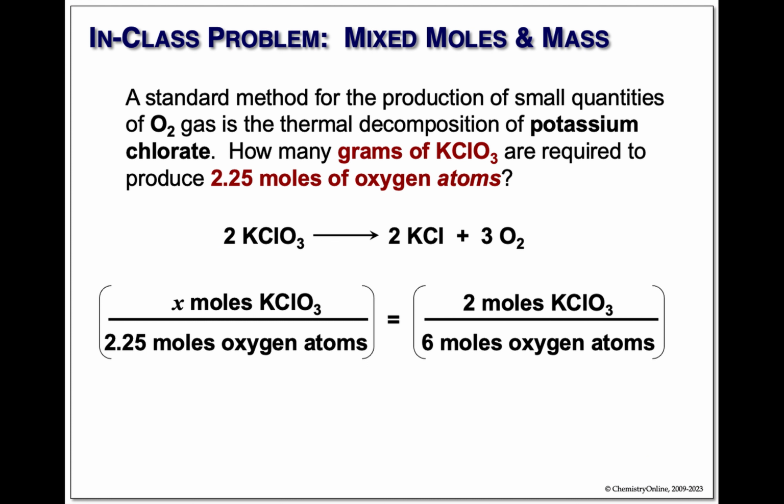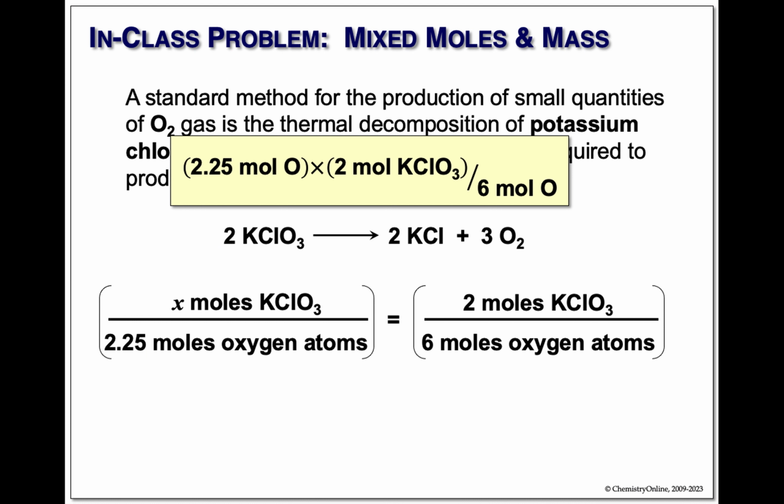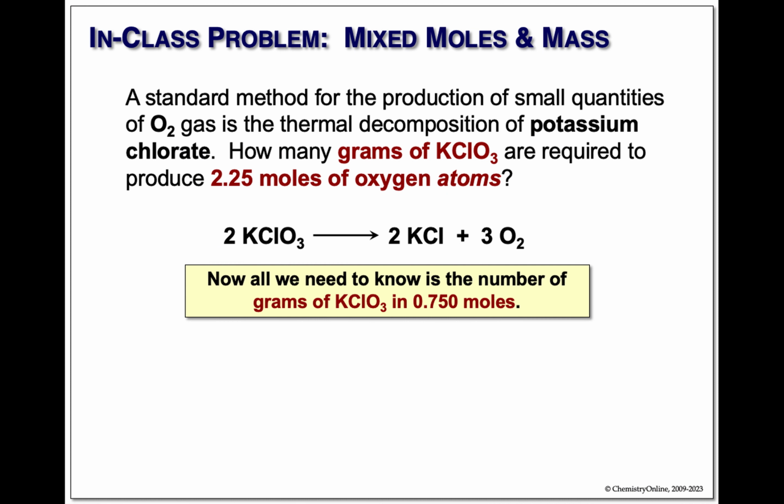Again, on your calculator, 2.25 times 2 divided by 6 gives us 0.75 moles of potassium chlorate. So if this was a mole-mole problem, we'd be done, wouldn't we? But it's not. It's a mole-mass problem. So our question now is, how many grams of potassium chlorate do you weigh out if you want 0.75 moles?